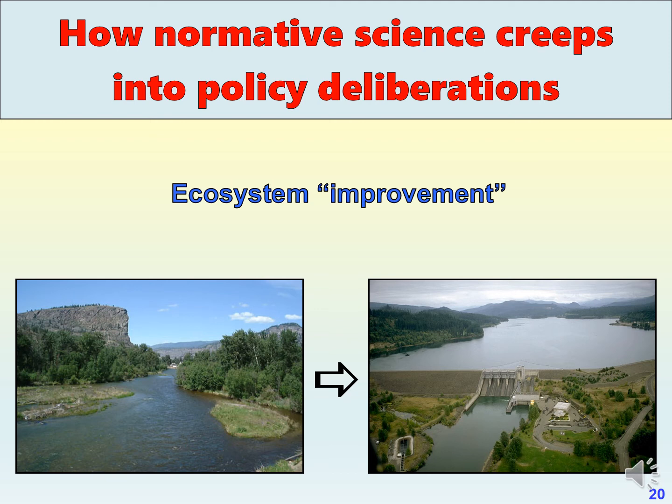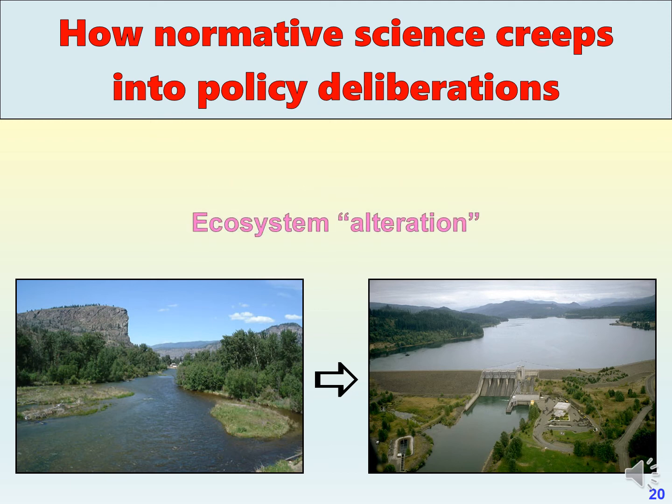Both are normative science. I think the preferred way to describe the effects would be something like ecosystem alteration. There is no doubt that there are going to be big changes by building a dam, but those changes are not good or bad until you overlay the preferred condition, the policy preference. So science would deal with words like ecosystem alteration, whereas advocacy would deal with words like degradation or improvement.